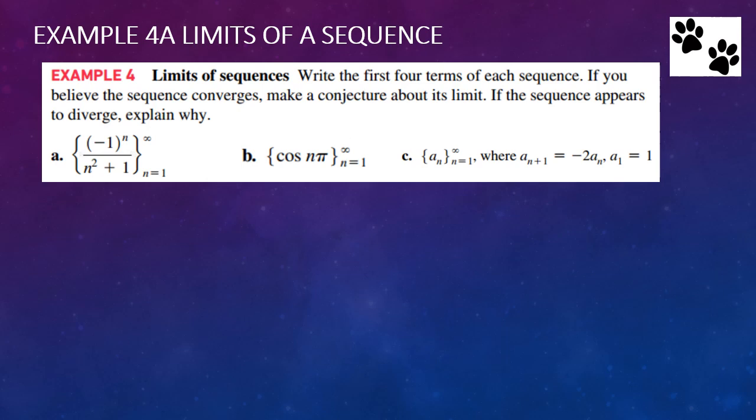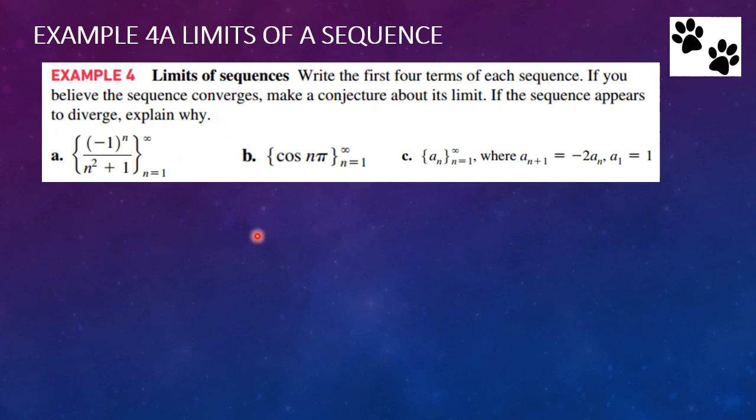So let's look at some examples of these. We have 3 different examples here, A, B, and C. What you're asked to do here is to write the first 4 terms of each sequence. If you believe the sequence converges, make a conjecture about its limit, like where does it converge to, what is the value of L, and if the sequence appears to diverge, explain why. Okay, so I've got the pause up there, so why don't you hit pause and try this. Just find the first 4 terms and see what you think, and then once you're ready, hit play again. There are 3 different screens here for A, B, and C, so you can do one at a time if you wish, however you want to do it.